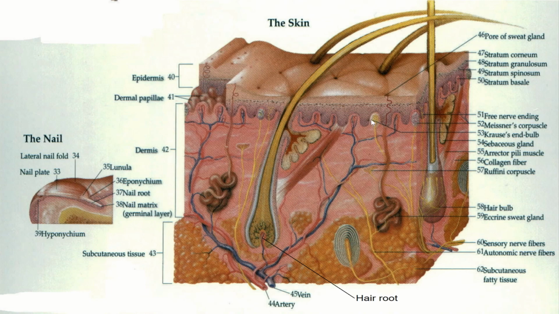And then we have the Krause's end bulb. Krause's end bulb is for cold sensation. So this detects decreases in temperature.